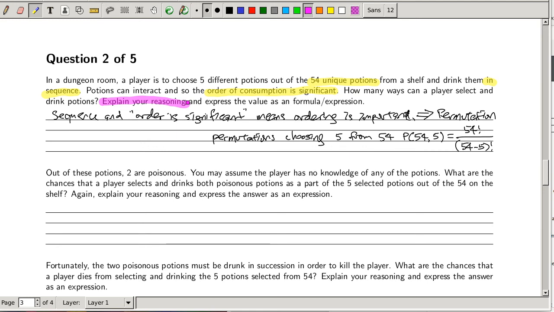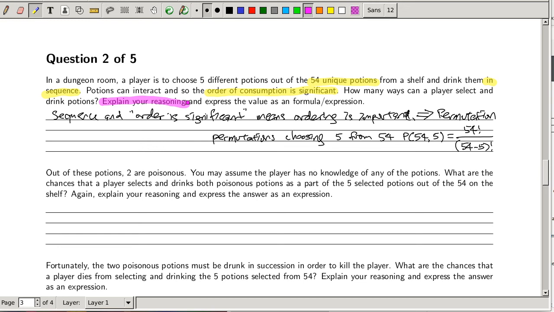What are the chances that the player selects and drinks both poisonous potions as a part of the 5 selected potions out of the 54 on the shelf? Once again, explain your reasoning and express the answer as an expression.